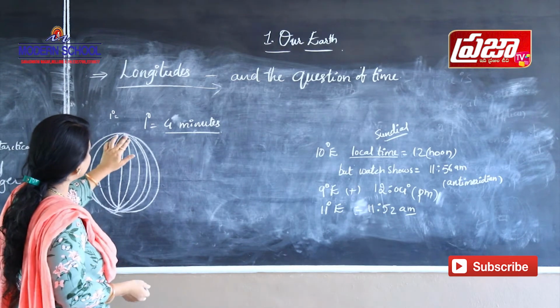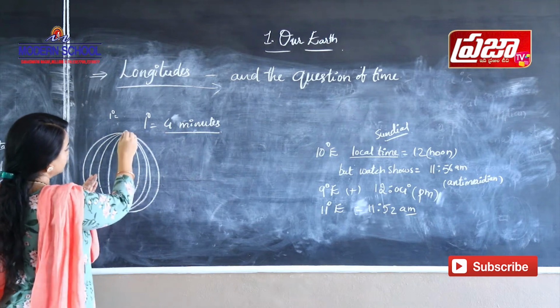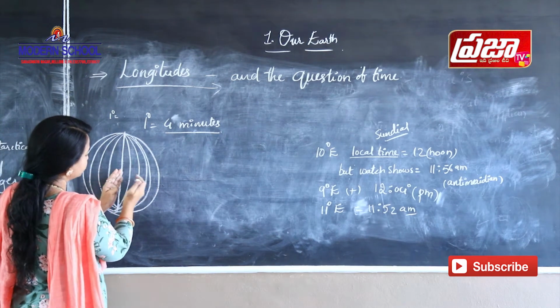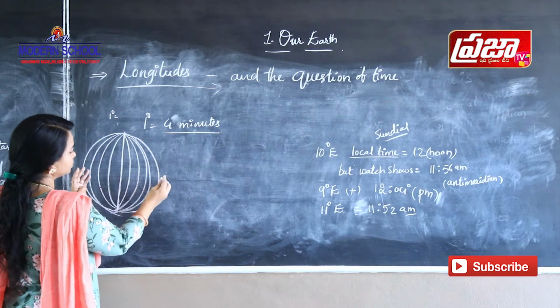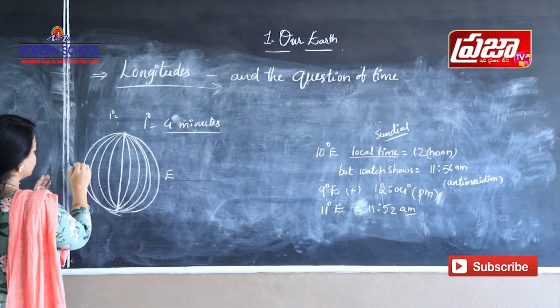So if you observe the eastern longitude, it means the 0 degrees prime meridian divides the earth into 2 zones, that is the eastern longitudes zone and the western longitudes zone.